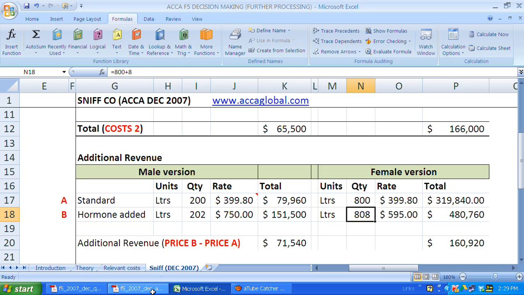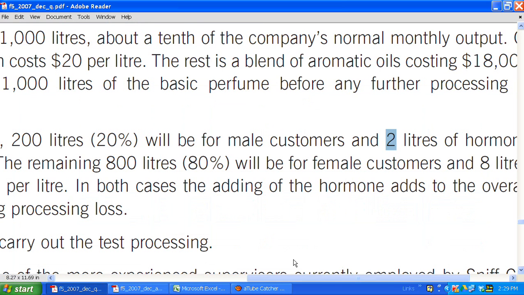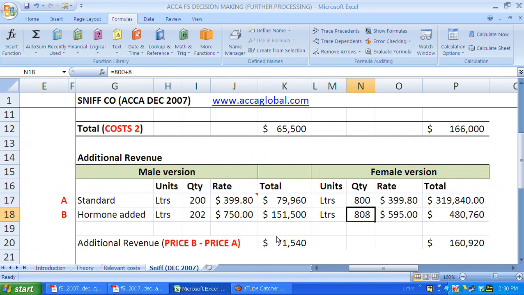To the female, now remember the female is 800. You see 800 right here. And how much am I adding? I'm adding 8. So 800 plus 8 gives me 808. I hope that's clear. Now, how about this rate? Now, this is the price of B.